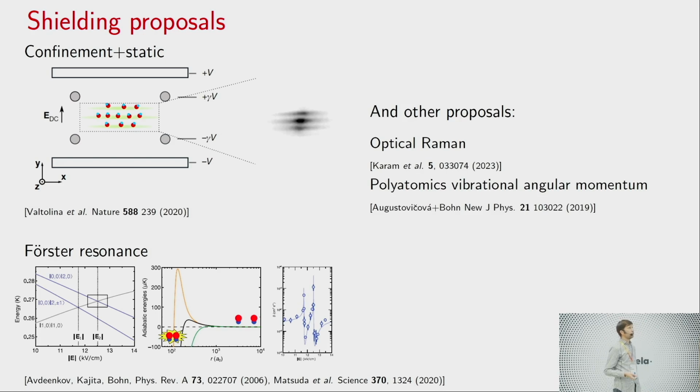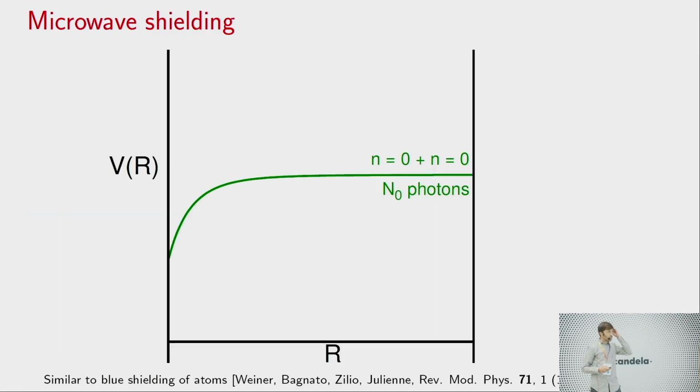There are proposals to use Raman transitions. There's even a scheme specific for polyatomic molecules. And I would like to talk about microwave shielding. So this is a bit of a cartoon to explain where the repulsive interactions come from in microwave shielding. Jeremy also explained this. This is showing the interaction potential for ground state molecules, which is attractive.